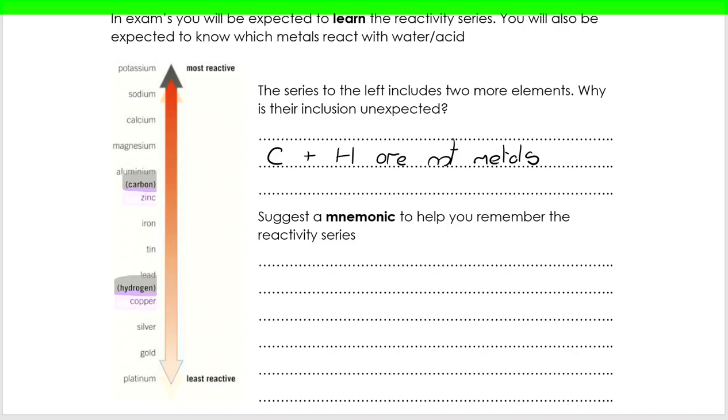And I've put a suggestion here to make a mnemonic to help you remember the reactivity series. I'm not going to give you a mnemonic. It's a great opportunity for you to come up with something that will help you remember. So a really good, striking visual image will make that mnemonic work. Your question, I suppose, is whether you use the element symbols or the element names to make that mnemonic.